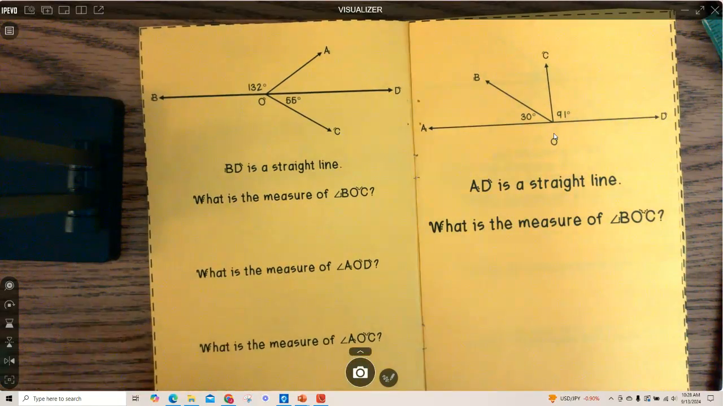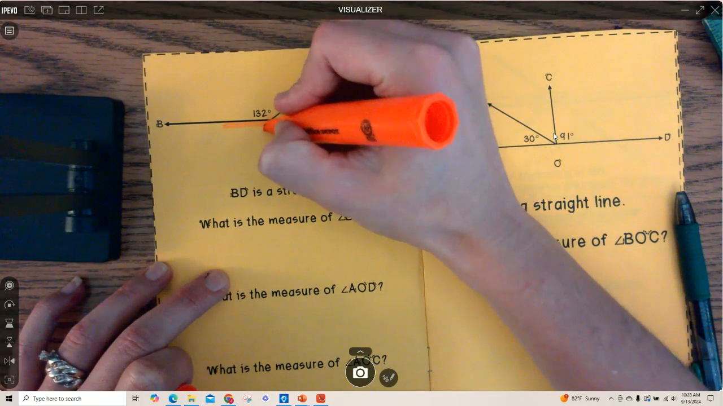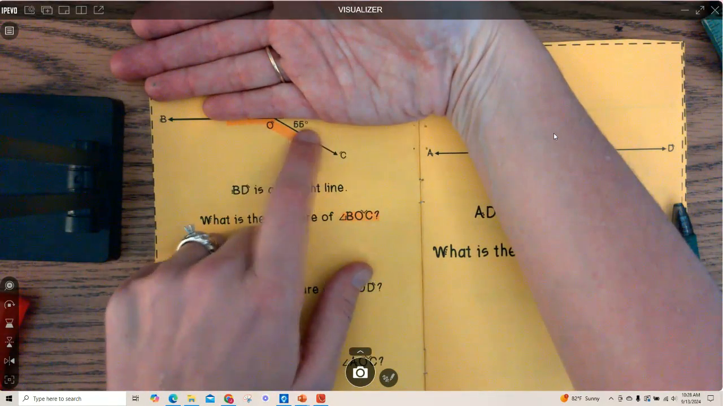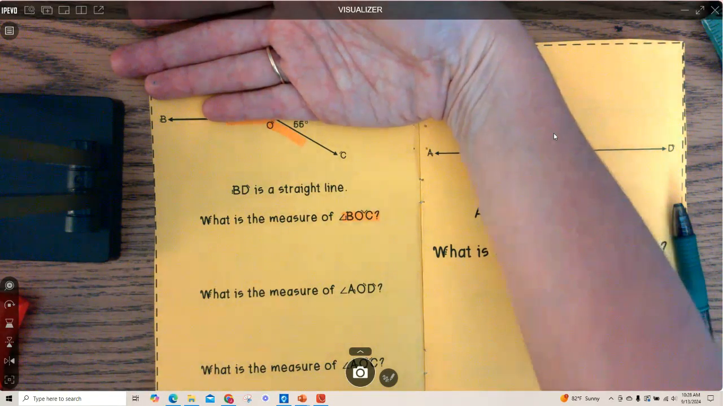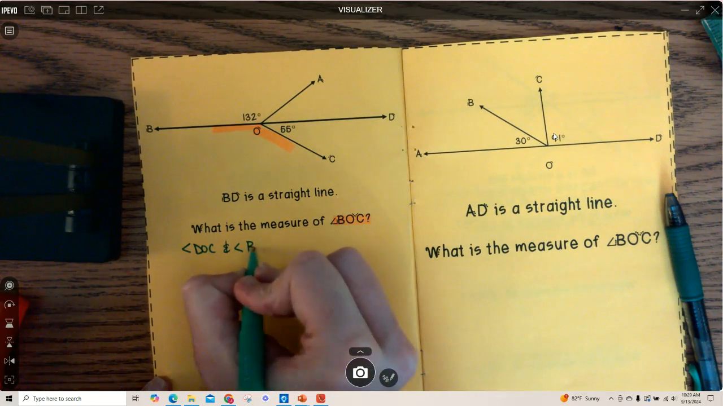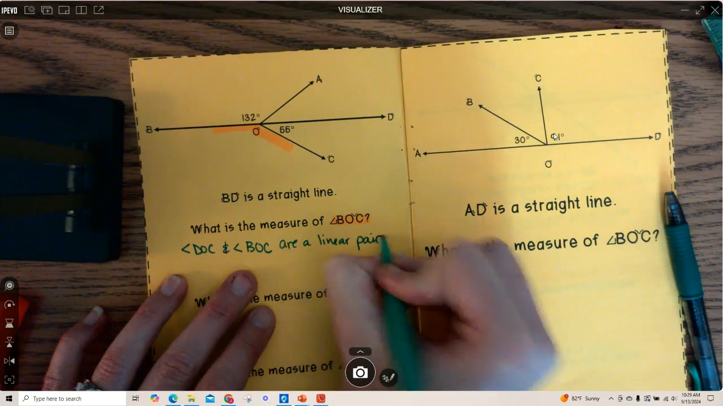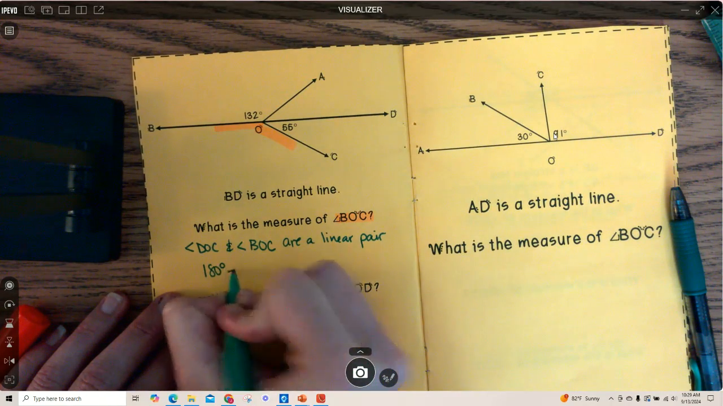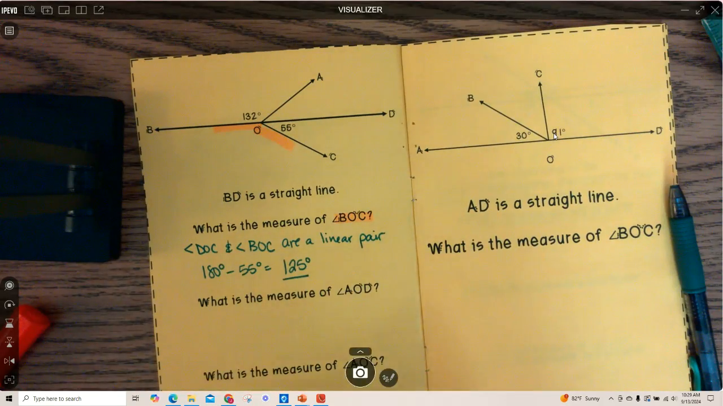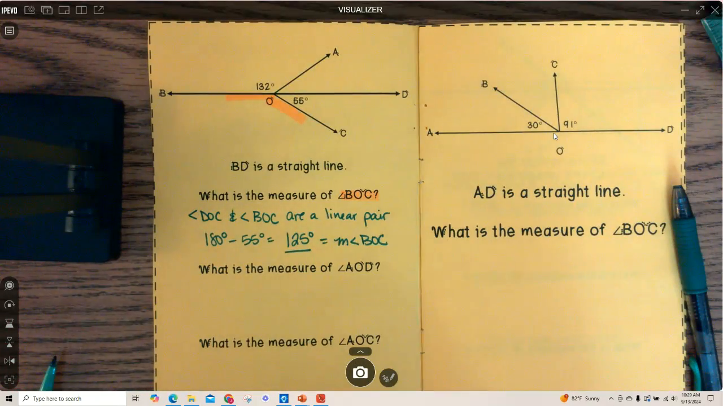First question says, what is the measure of BOC? So I'm going to try to do these in different colors. So BOC would be this angle right here. Okay, so if we have a straight line, that means these two angles here are going to add up to 180 degrees. So angle DOC and angle BOC are a linear pair, meaning they add up to 180 degrees. So I can do 180 degrees minus the 55 degrees that we know, and that gives me 105 degrees. That's the measure of angle BOC.